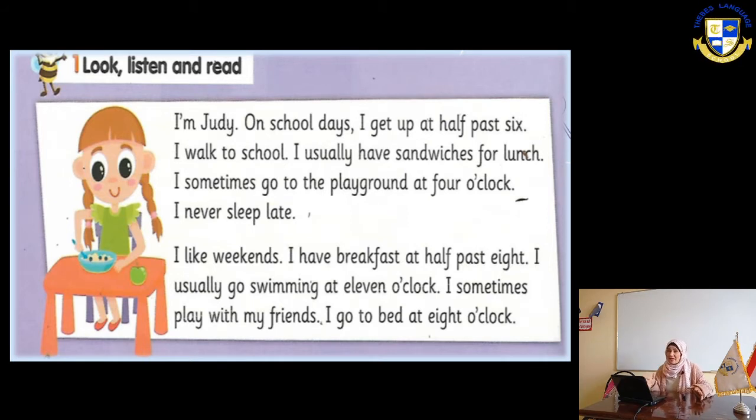This is at the weekends, primary one. I have breakfast at 8:30. I usually go swimming at 11 o'clock. I sometimes play with my friends. I go to bed at 8 o'clock, okay? As you can see, we are using all the paragraph. We are using time and adverbs of frequency.